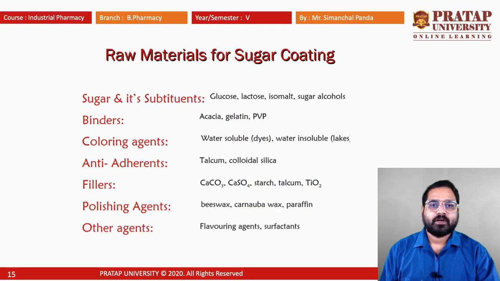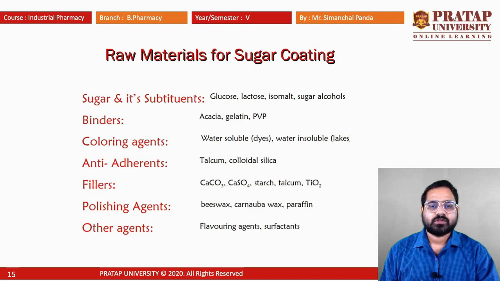There are different raw materials that are used for sugar coating, that may be sugar and its substitutes. Generally, glucose, lactose, isomalt, sugar alcohols can also be used for sugar coating except sucrose. The binders generally used are acacia, gelatin, PVP. The coloring agents are generally approved by US FDA, that may be water soluble and some are water insoluble.